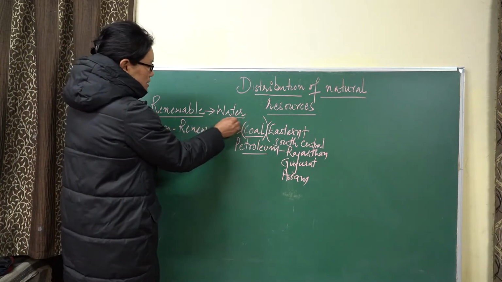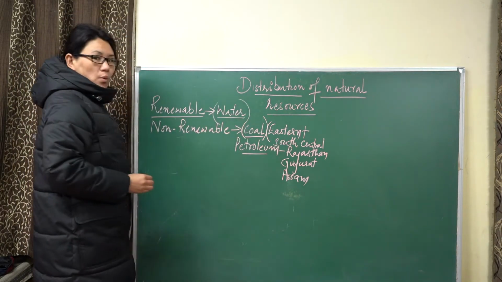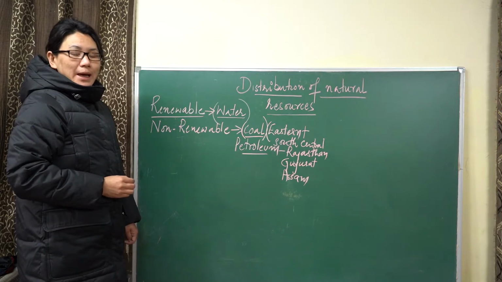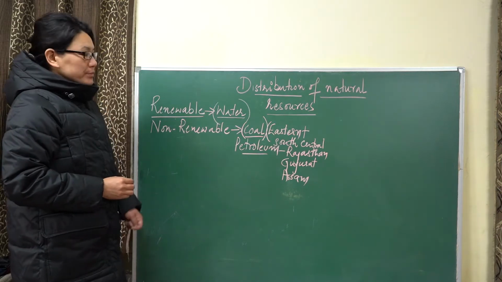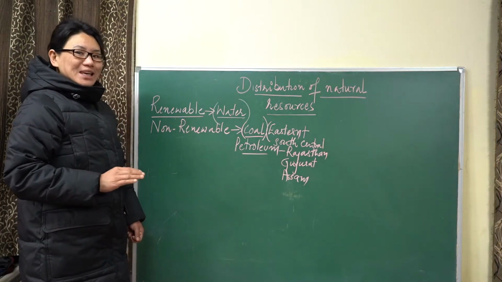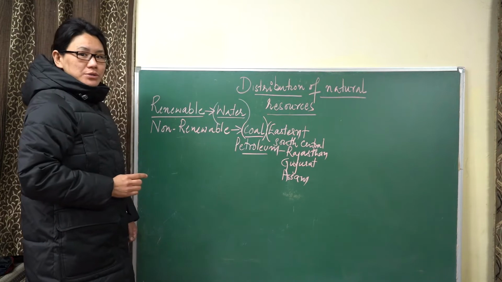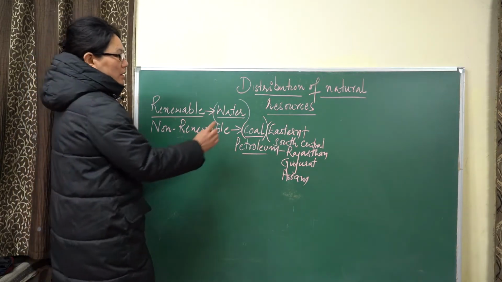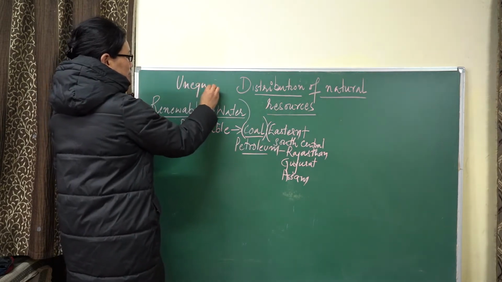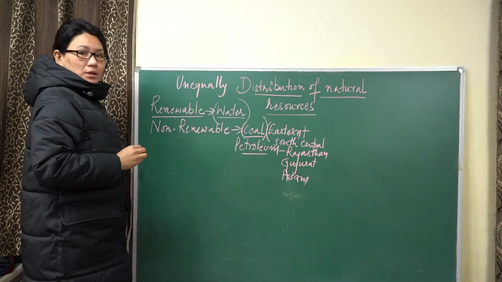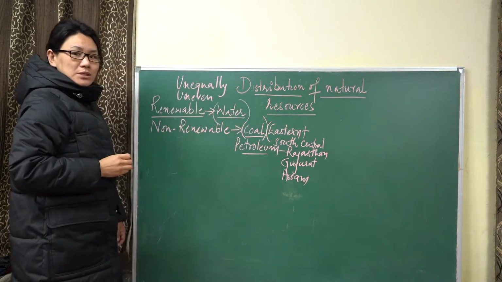Now renewable resources, we have water resources. We know that it is found abundantly in the Himalayan region. Now see here, what I want to show in this is that resources that are found in India are distributed unequally. Or we can also use the term uneven distribution of natural resources.